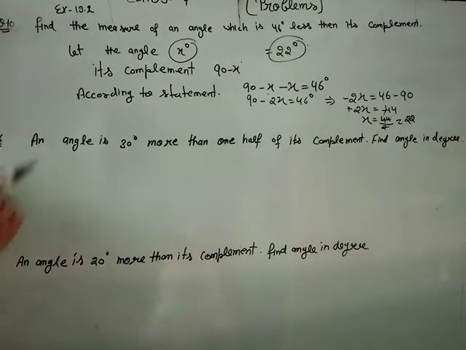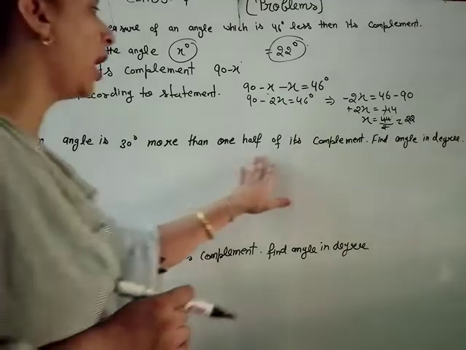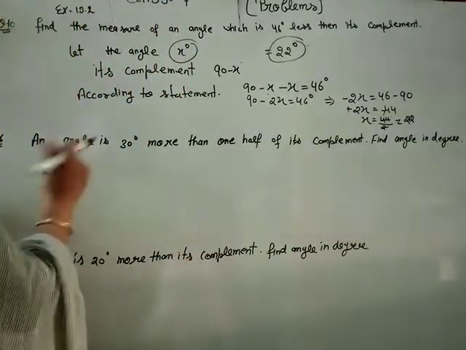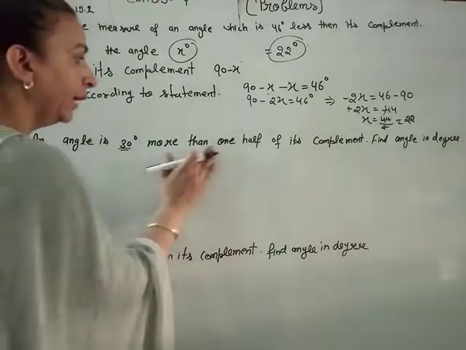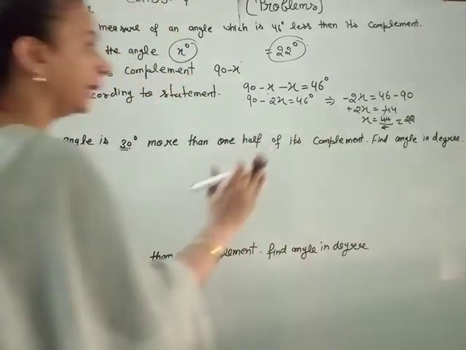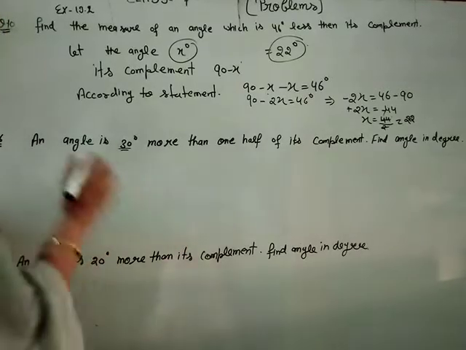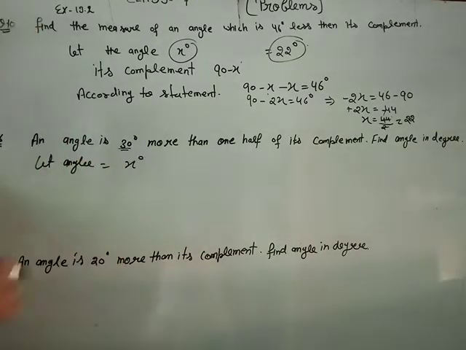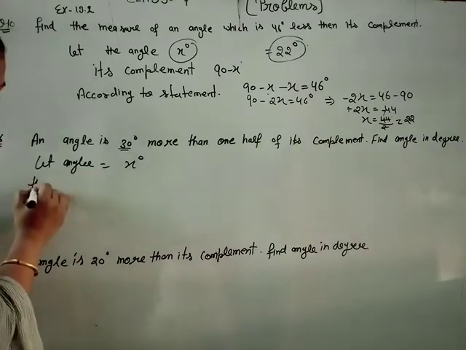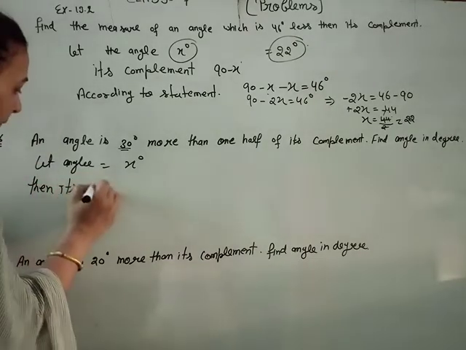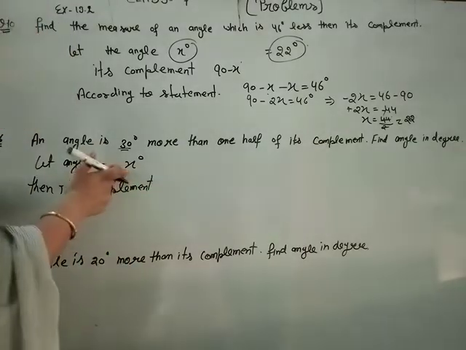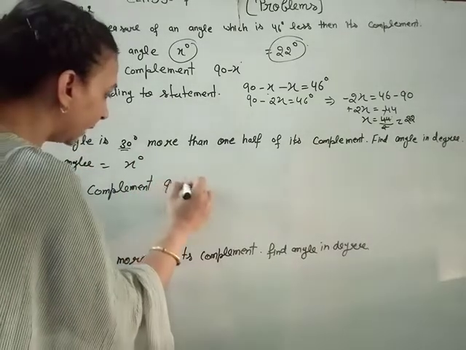Okay. Then next, question number 16. An angle is 30 degrees more than 1/2 of its complement. Find the angle in degrees. Let the angle be x degrees. Then what is the complement of x? The complement is 90 minus x.